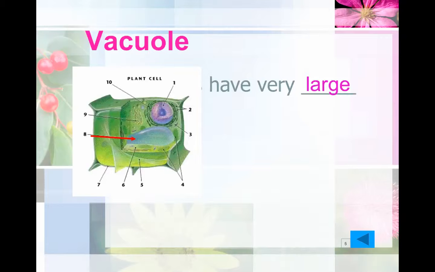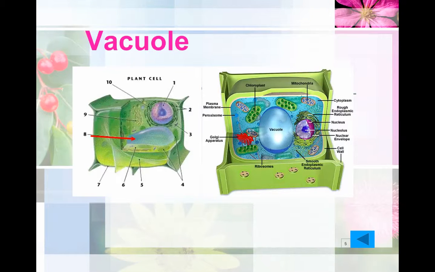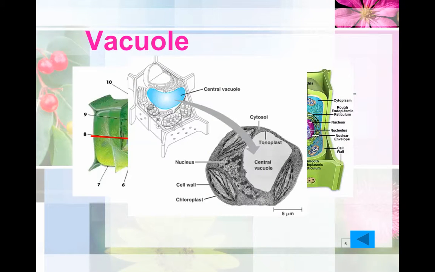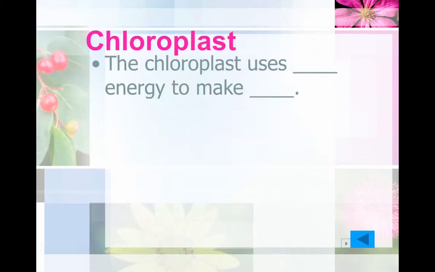And you can see in this picture that's a much larger vacuole. Also here, and the next one, and they're storing that water. So let me move on to one of the more important organelles for a plant.